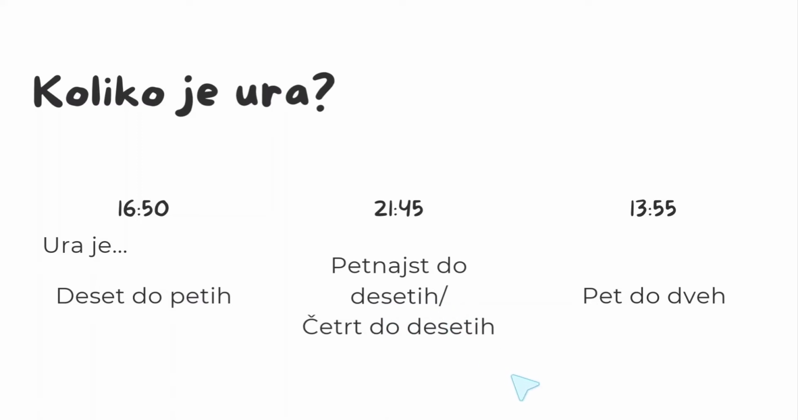10. And you can also say četrt do 10. Just like before, četrt means 1/4. So 1/4 until 10. When it's 5 minutes until 2, like it is here, we will say 5 do 2. So we have 5 minutes left until 2 p.m. 5 do, because that means until, and 2. Like I said, 2 and 3 are the only exception of full hours that won't have the ich ending.